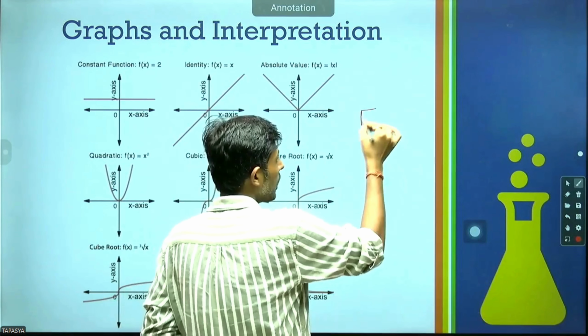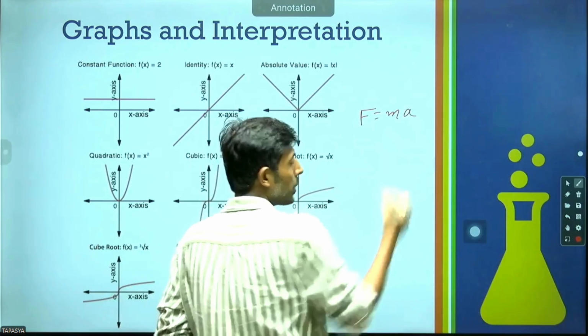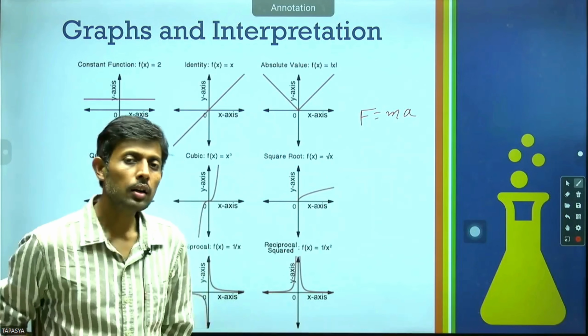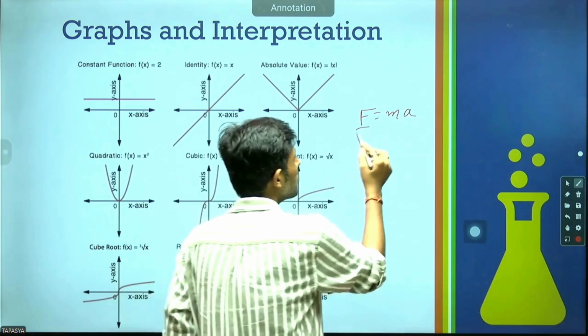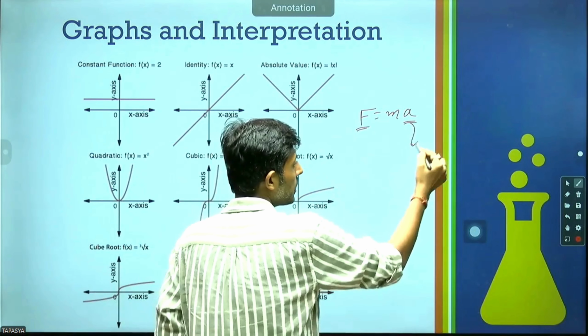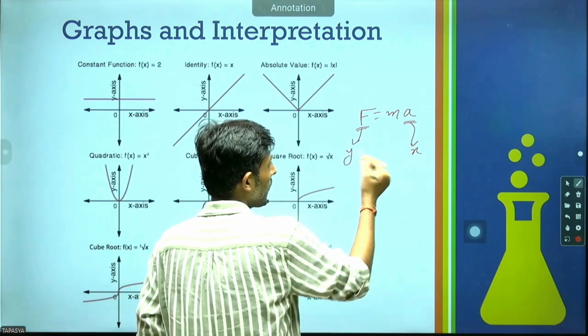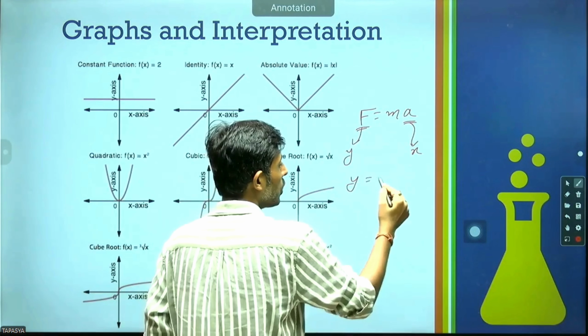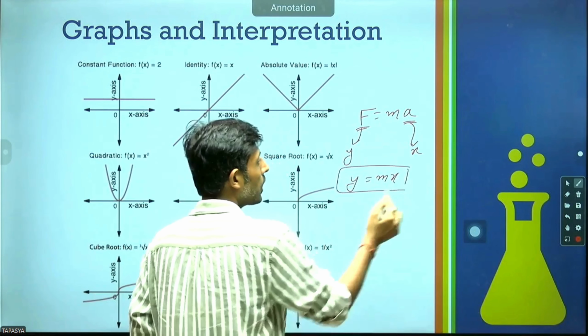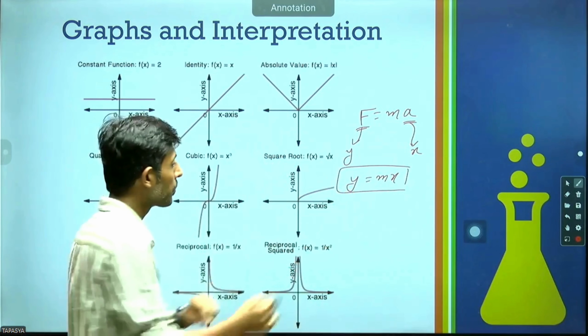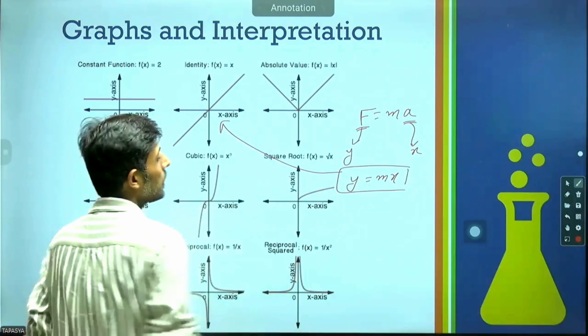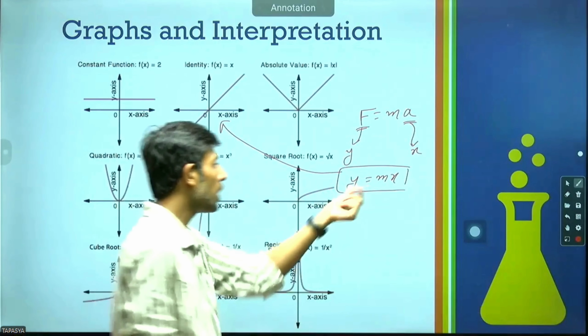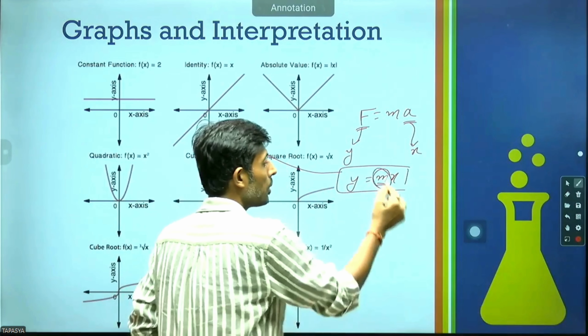From Newton's second law, we know force is equal to mass into acceleration. If you have to plot the graph between force and acceleration, you consider this to be x and this to be y. What you have is y equal to mx. So you know what kind of graph this will be? It will be a linear graph. The value of slope will depend on what number you have here.